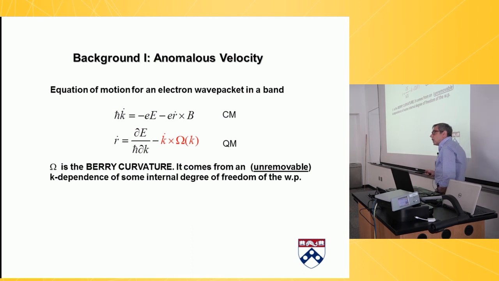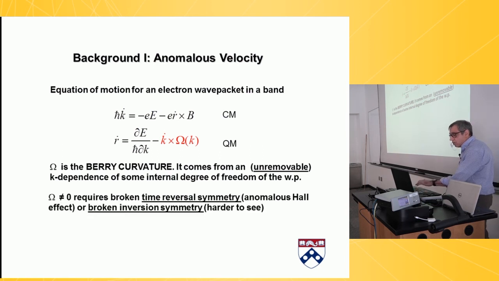That phase can sometimes be eliminated if it's simply a gradient. It's trivial. One can simply redefine the phases and get rid of it. But sometimes you can't get rid of it. And so that's this idea here. Sometimes it comes from an unremovable k-dependence of some internal degree of freedom. Maybe it's orbital, maybe it's spin, maybe it's some combination. Okay? And when you have that, that term appears here, and that changes the motion. It's sort of the dual of the magnetic Lorentz deflection term here, but now it's acting directly on the velocity. So that's called the anomalous velocity.